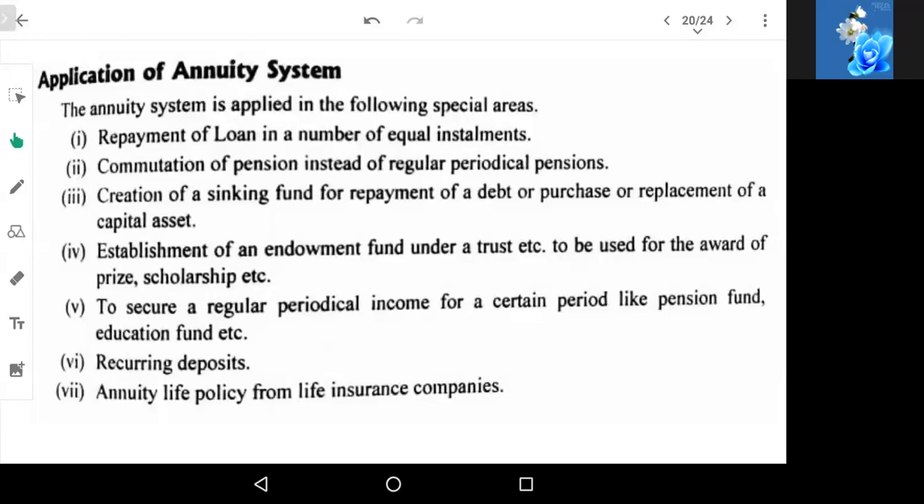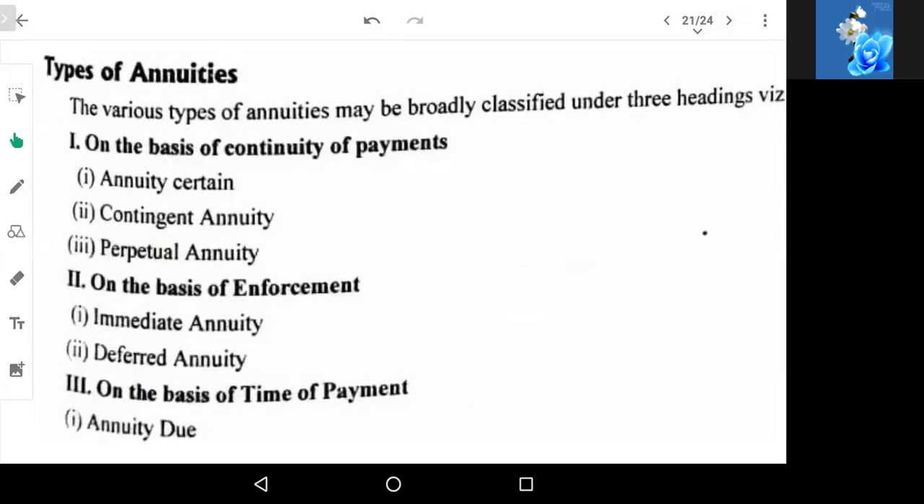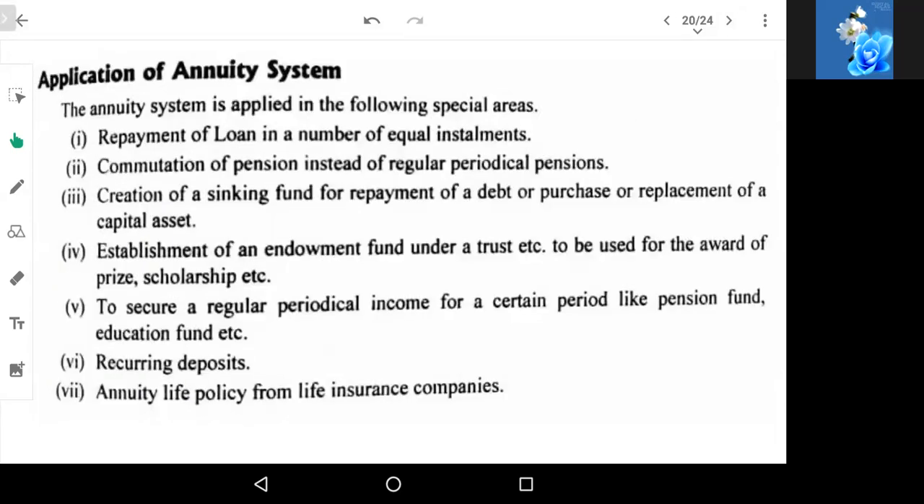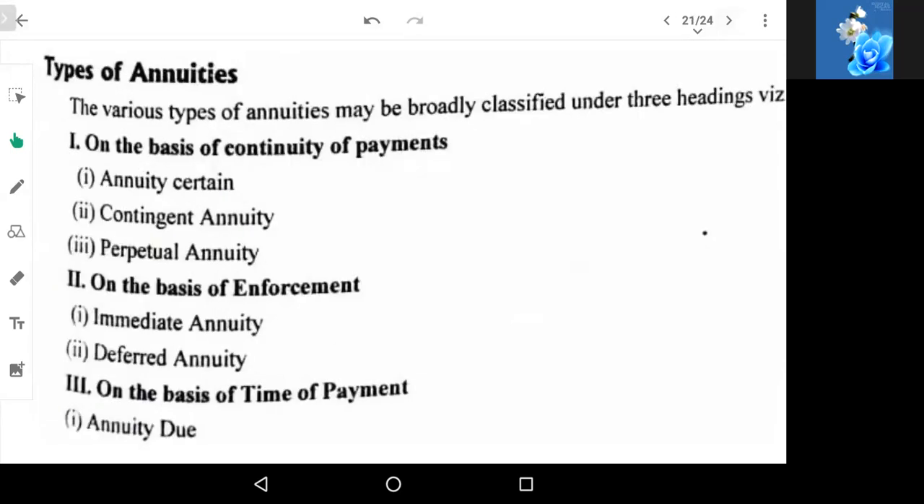And then annuity life policy. So there are policies called annuity life policy, and majorly in insurance is where this annuity is being used in a wide way. Okay, so these are the points under application of annuity system. Is it clear? Application of annuity system is clear? Any doubts?